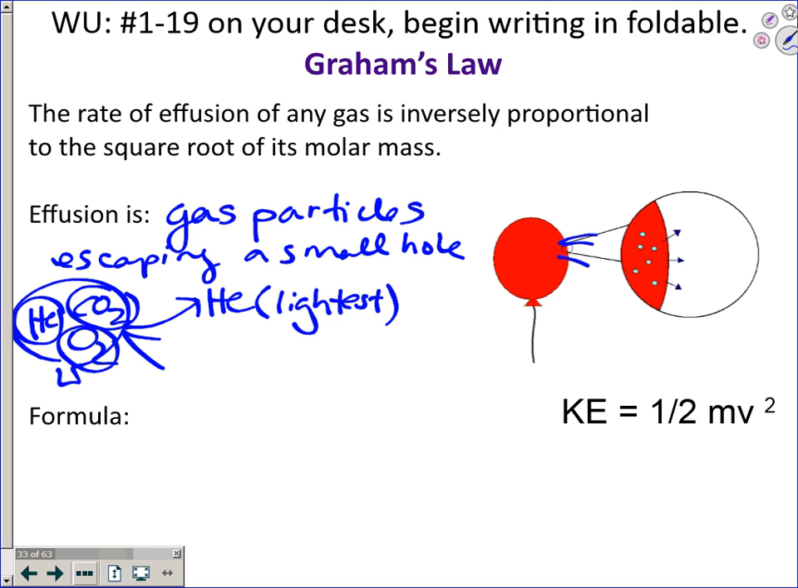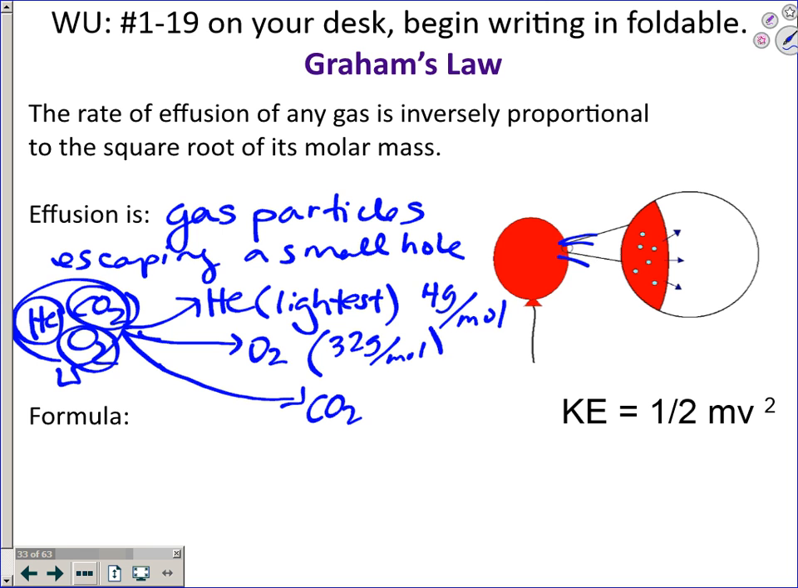What is the molar mass of helium? Everybody has a periodic table nearby. It's about 2, right? No, it's about 4. So that's 4 grams per mole. Okay. Who's the next one to escape? Why oxygen? Well, what's the molar mass of both of those? What's the molar mass of oxygen? It's 16 plus 16, because it's diatomic, so it's 32 grams per mole. And then carbon dioxide is approximately 44 grams per mole.